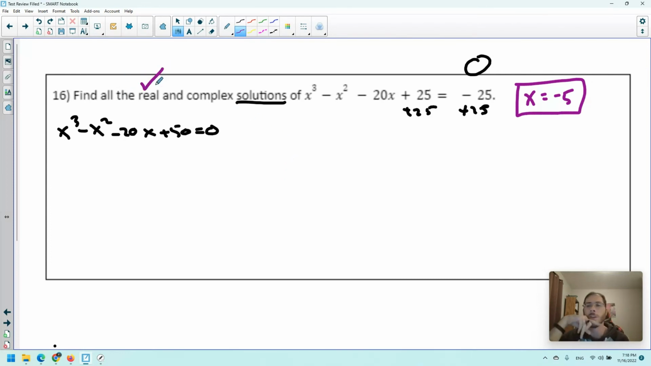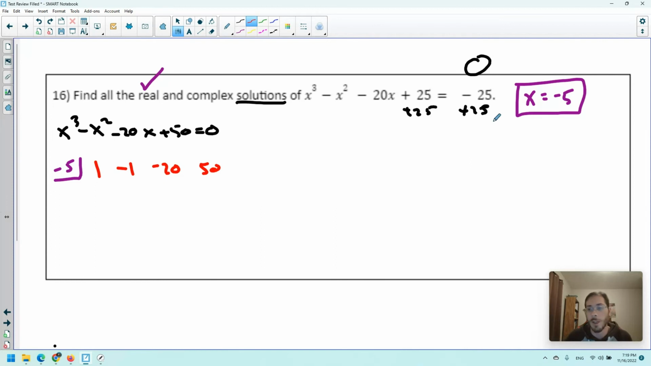So what we have to do now is find the complex ones. And to get the complex ones, what we need to do is some more division. I'm going to choose synthetic division. I think it's going to be a little bit nicer for this. And I have to remember I'm using this equation. I'm not using the original equation since I moved that 25 over. So I've got 1x to the third. I've got -1x squared. I've got -20x. And I've got 50.